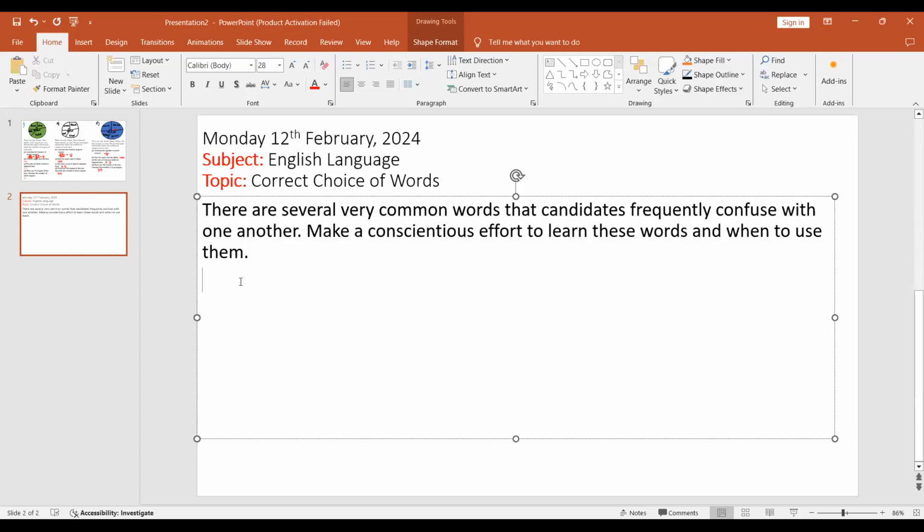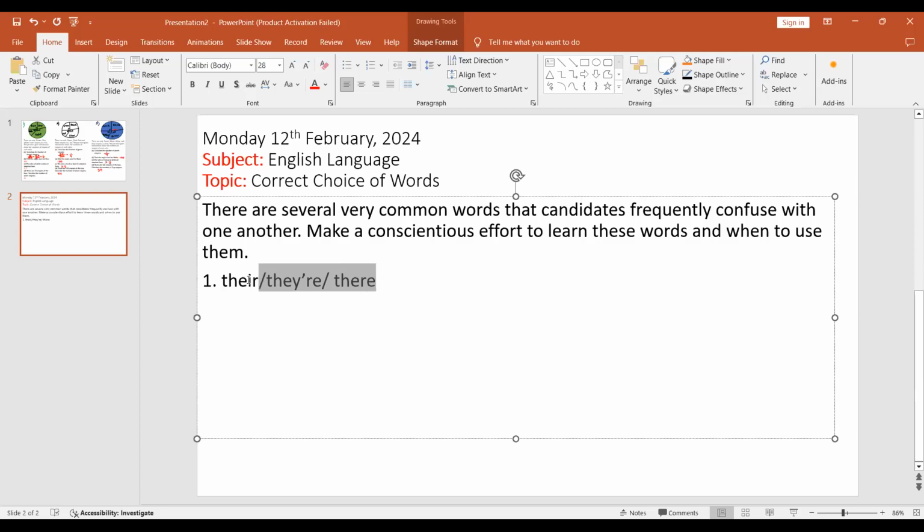So let's start off with the first one. That is not the most common, but one of the things that is frequently confused. Their, THEIR. Then you have they're, THEY apostrophe RE, and then you have there, THERE. Let me use a slash. So you have their, they're, and there.